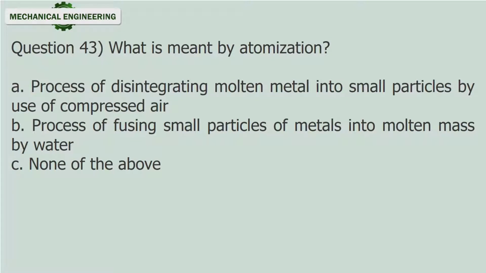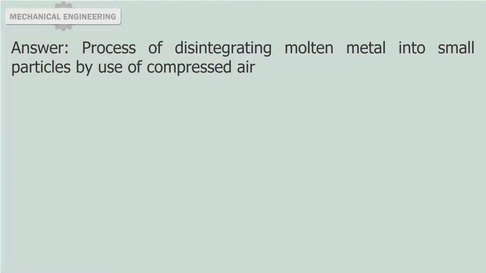Question 43. What is meant by atomization? A. Process of disintegrating molten metal into small particles by use of compressed air. B. Process of fusing small particles of metals into molten mass by water. C. None of the above. Answer: process of disintegrating molten metal into small particles by use of compressed air.